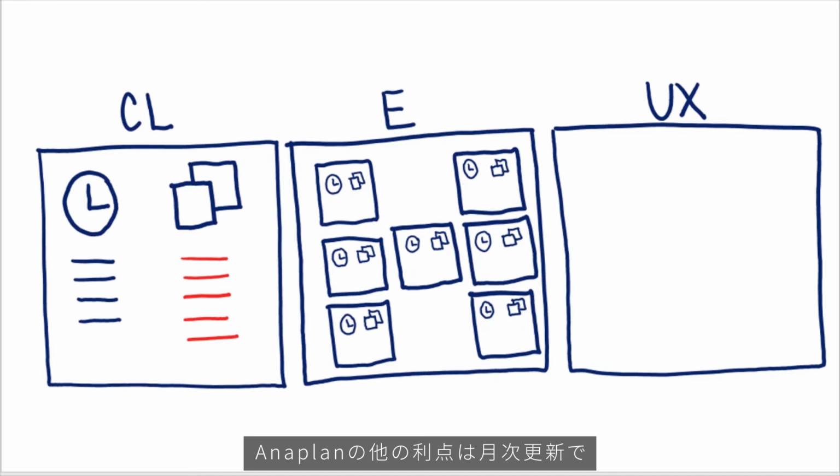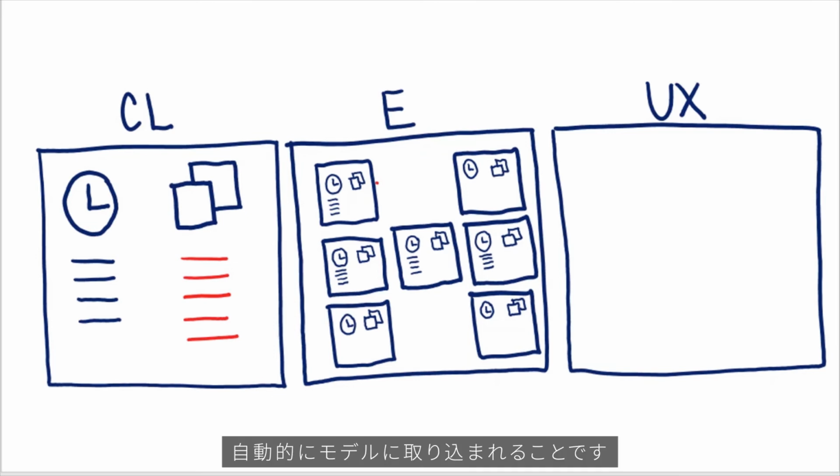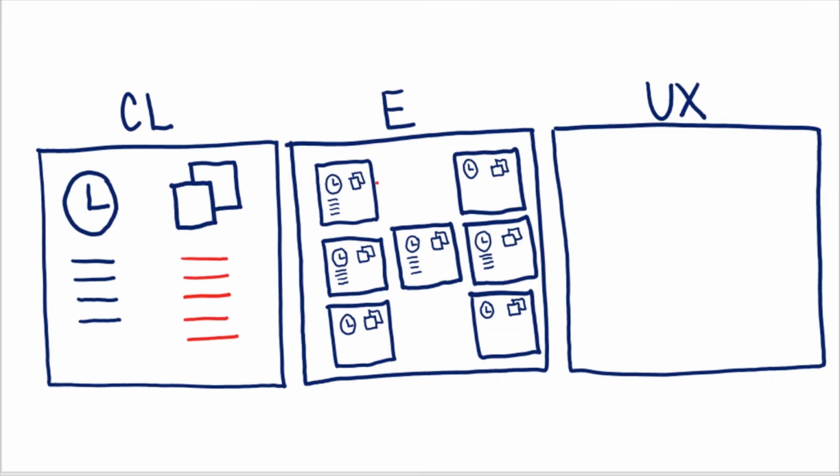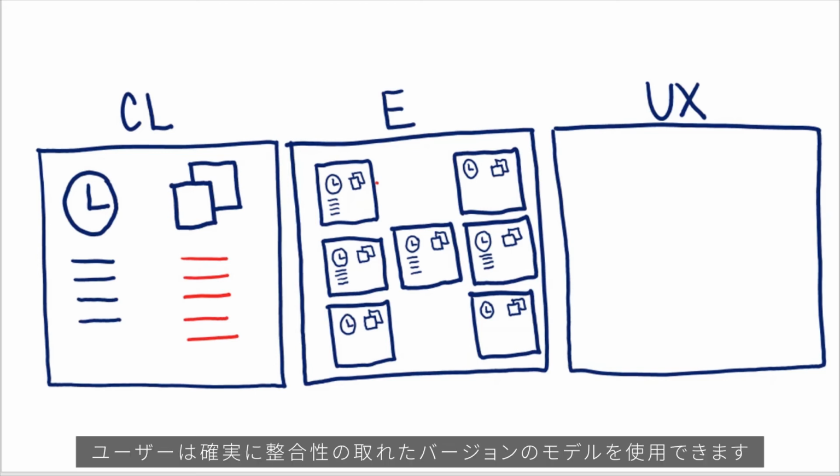The other advantage of Anaplan is when a new element is added to a list, so a new product as part of a monthly update, this element is automatically made available within the model to the users as applicable. And the same applies to changes to data entry and calculations. These are instantly made available to ensure a consistent version of the model is used throughout.